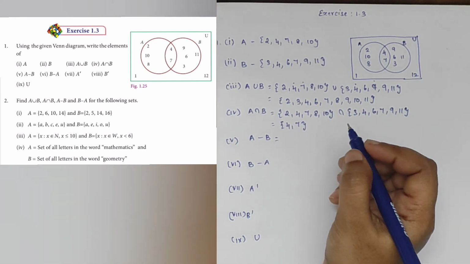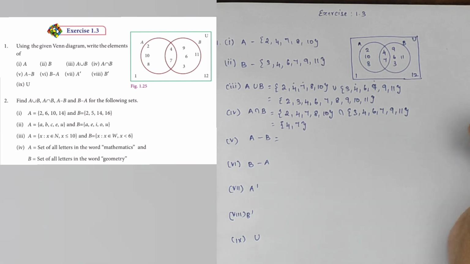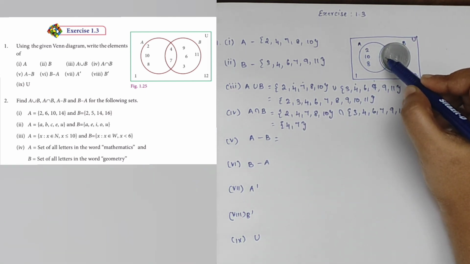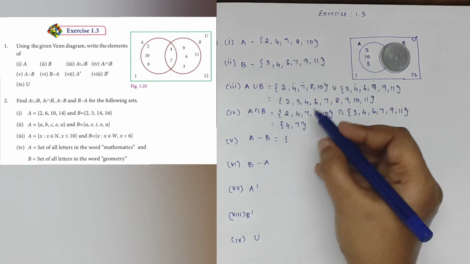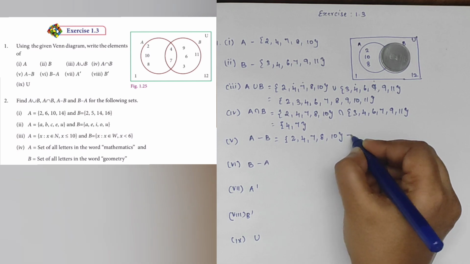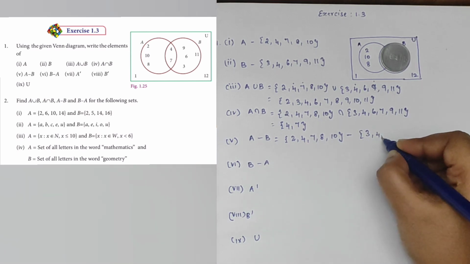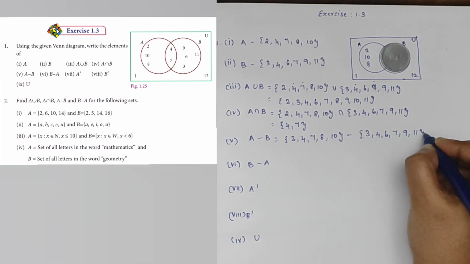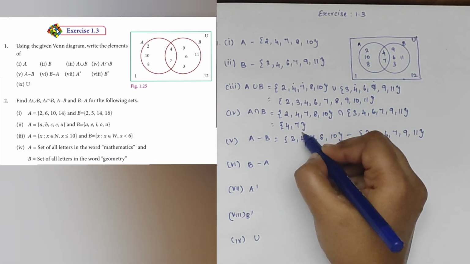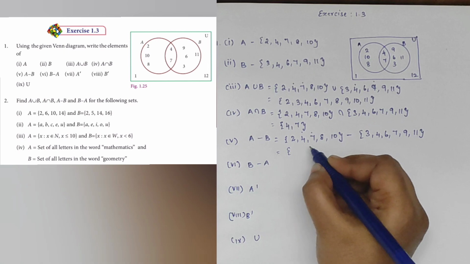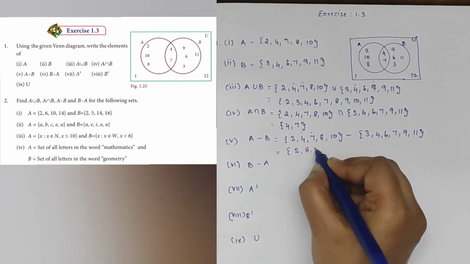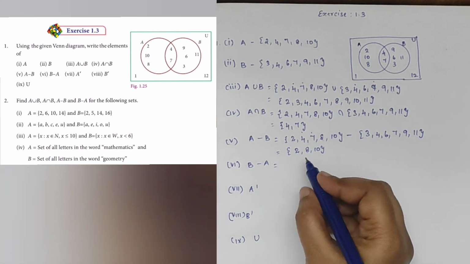Now we have to do it for A minus B. Okay. For A minus B, you have to write the elements which are given in the A circle except the common elements. Okay. So list out the elements which are given for A. That is 2, 4, 7, 8, 10 minus 3, 4, 6, 7, 9, 11. Now keep a dot above the common elements, that is 4 and 7. Okay. So list out the elements which are not common from the set A, that is 2, 8 and 10. 2, 8, 10.